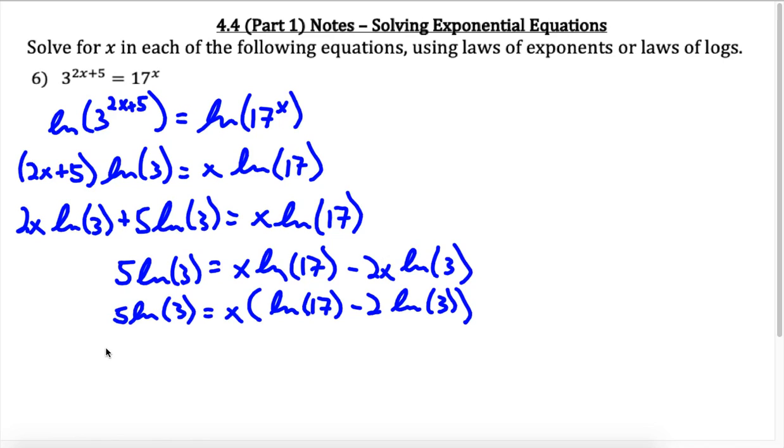And divide. So we'll end up with 5 natural log of 3 over natural log of 17 minus 2 natural log of 3.